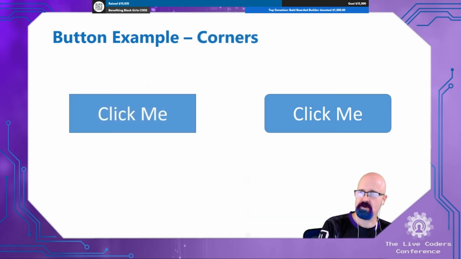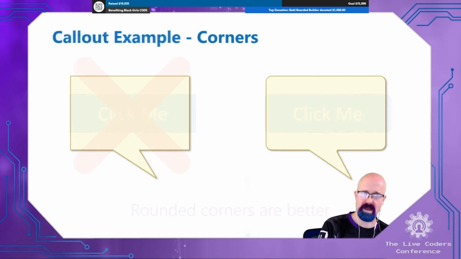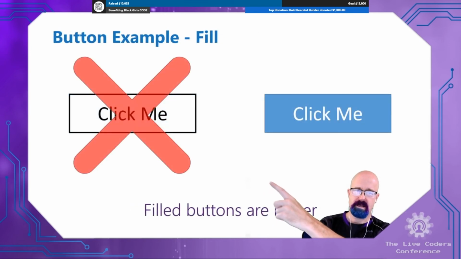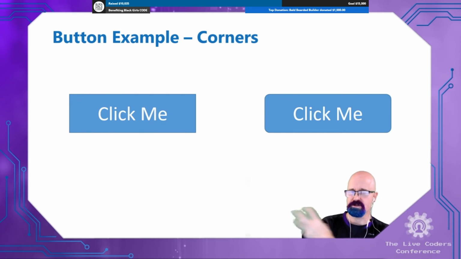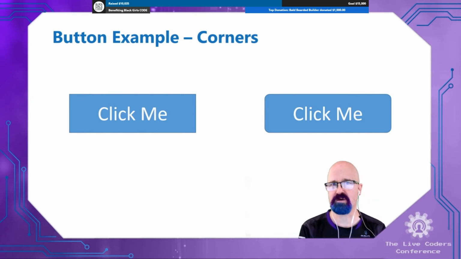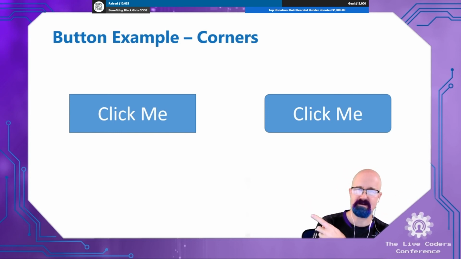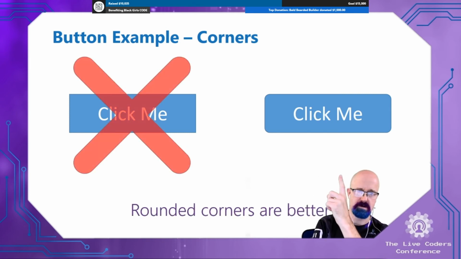So button example, corners. You want rounded corners. They're better because over there, the corners are salient. Those 90-degree corners are salient. So our mind is like, okay, we're going to ignore those a little bit, because we need to fight the cognitive load. And here, there's no cognitive load. So make it easier. Do this one.